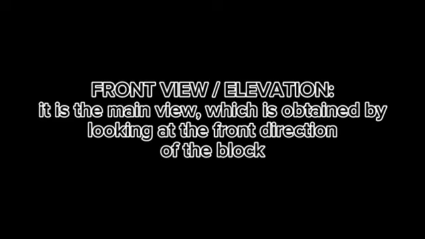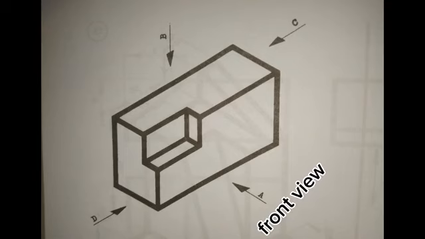There are three main types of views or elevation. 1. The front view. 2. Side view. 3. Plan or top view. 1. Front view. Front view is the main view, which is obtained by looking at the front direction of the block, as you can see in this picture. The front view is looking in the direction of arrow A. That's the front view, so the shape there is giving us the front view.